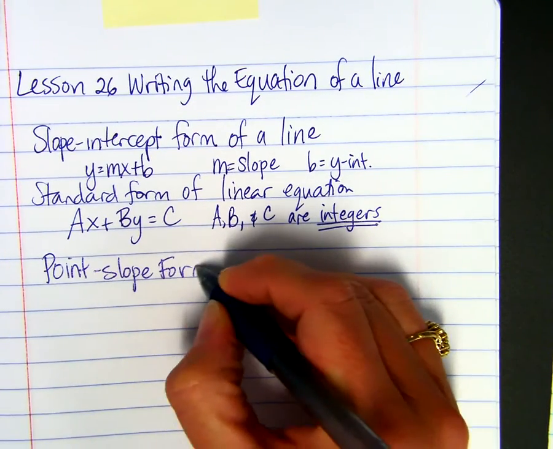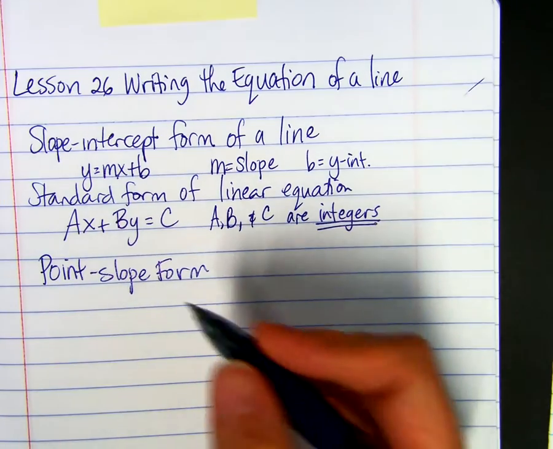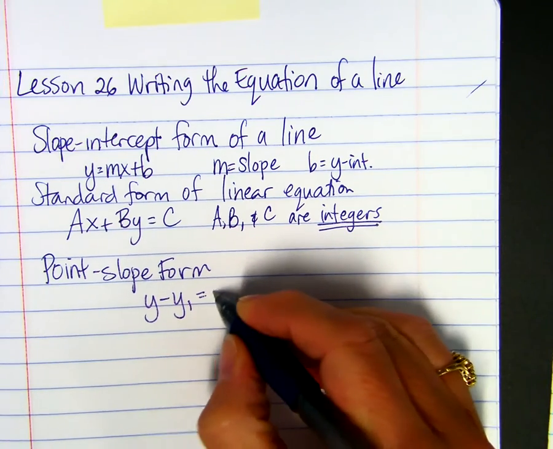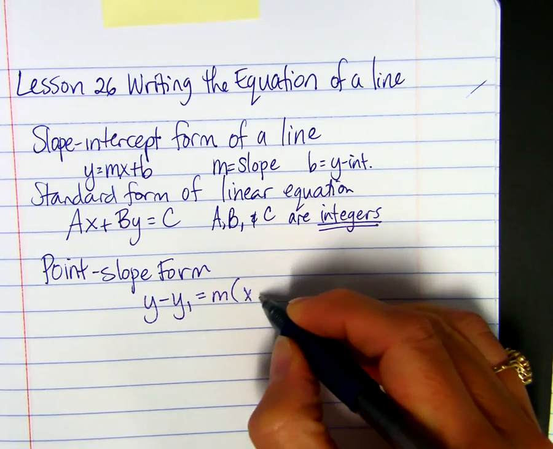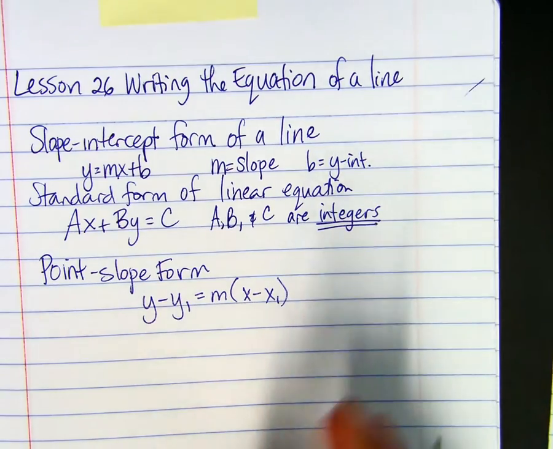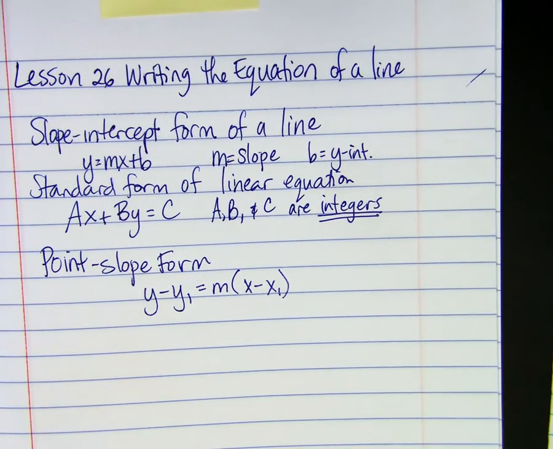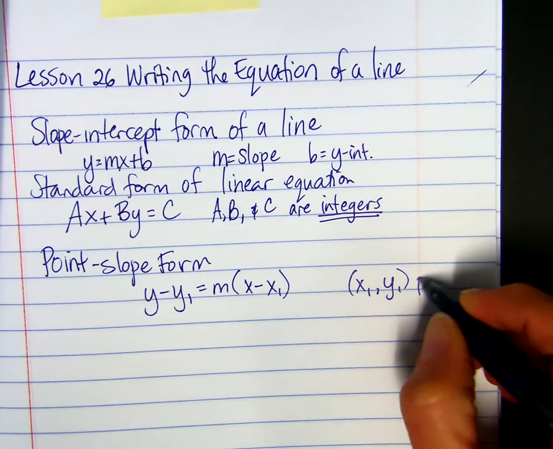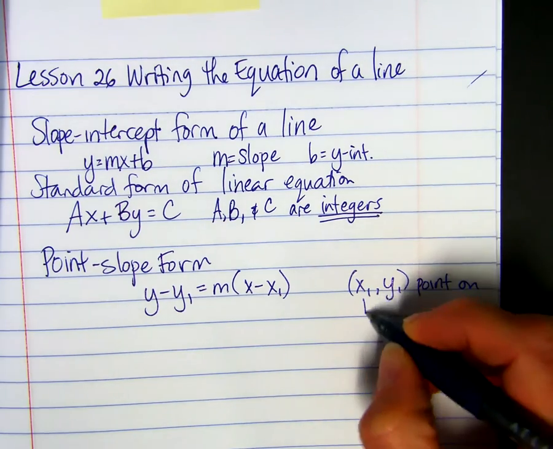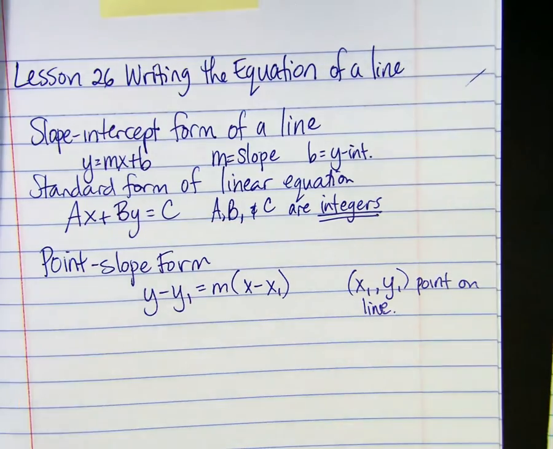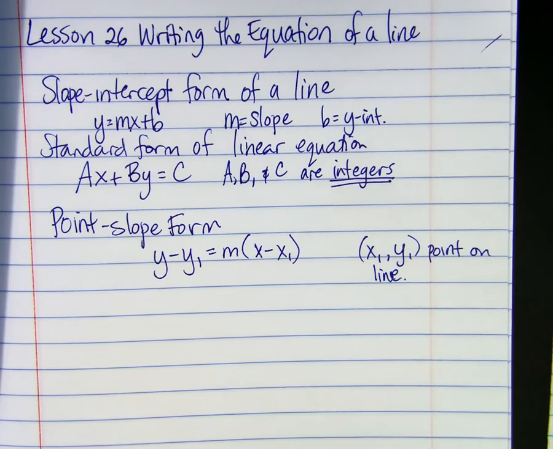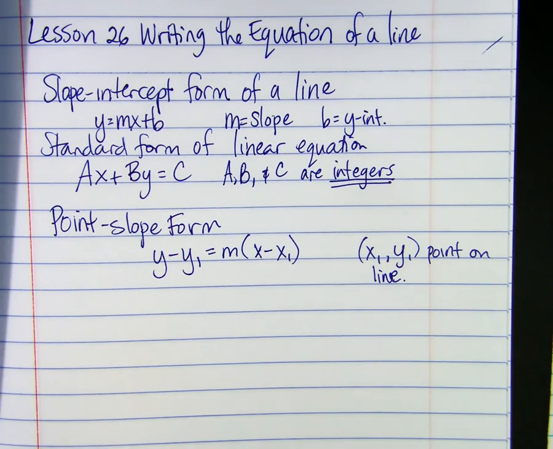Point slope form: y minus y sub 1 equals m times x minus x sub 1. X and y are your variables. M is the slope, and x sub 1, y sub 1 is a point on the line. But it's just x and y. Those are your variables, so you leave x and y in the equation when you're plugging in the slope and the point.